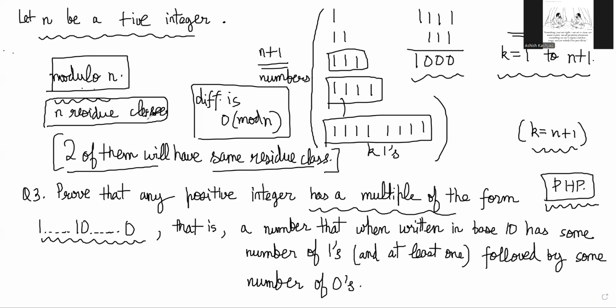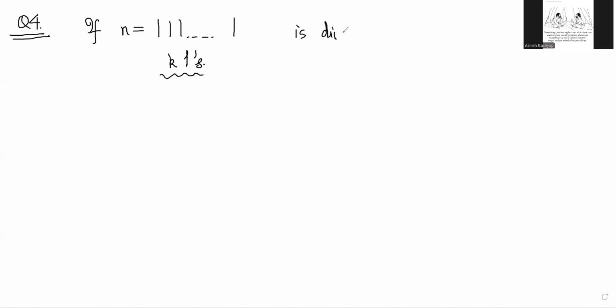Right, so that is done. Is everyone understanding the solution? Yes, sir. It was a very good solution. Okay. The next one is: if n is equal to 111...1 with k ones, if n, which is this number, is divisible by 7, then n is also divisible by 13. We have to prove that.